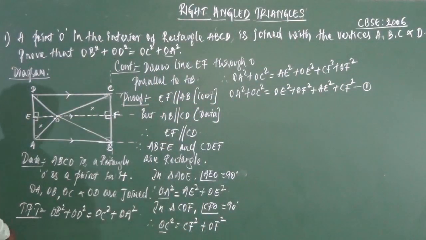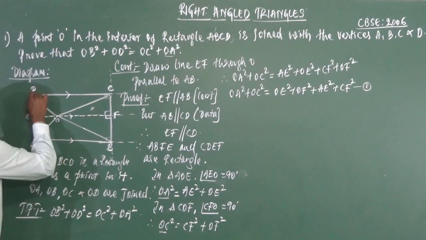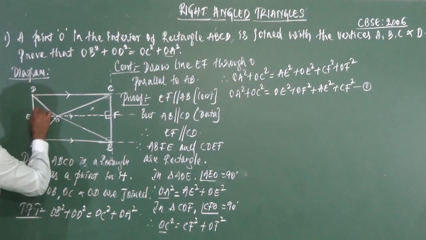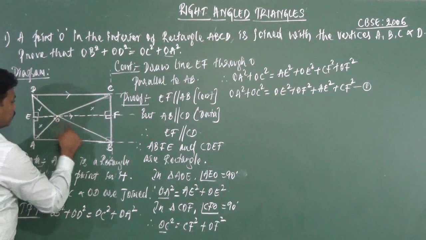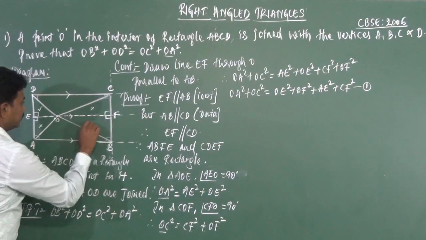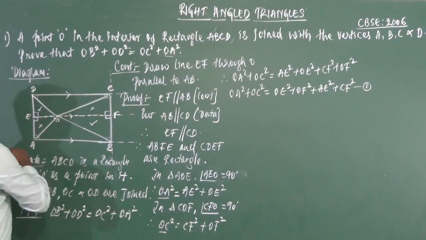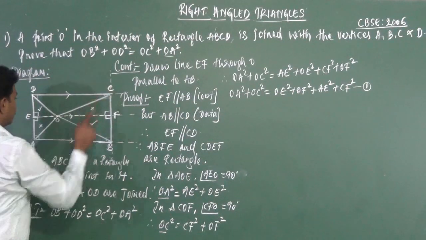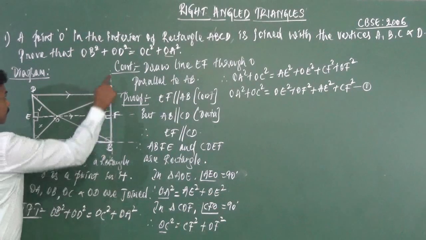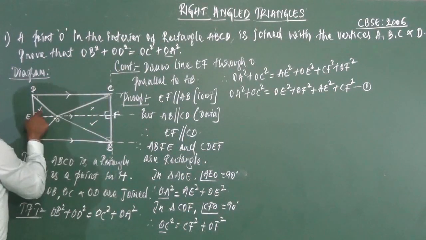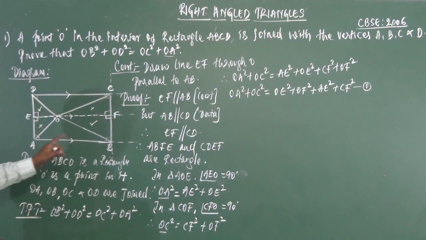Now, we will select two triangles again, that is triangle DOE and triangle BOF. Why are we selecting those two triangles? Because I need OB square, which I get from this triangle, and I need OD square, which I get from this triangle.